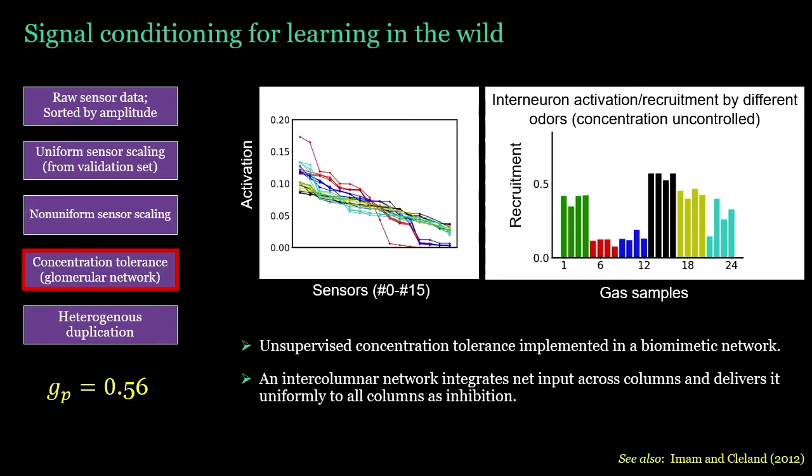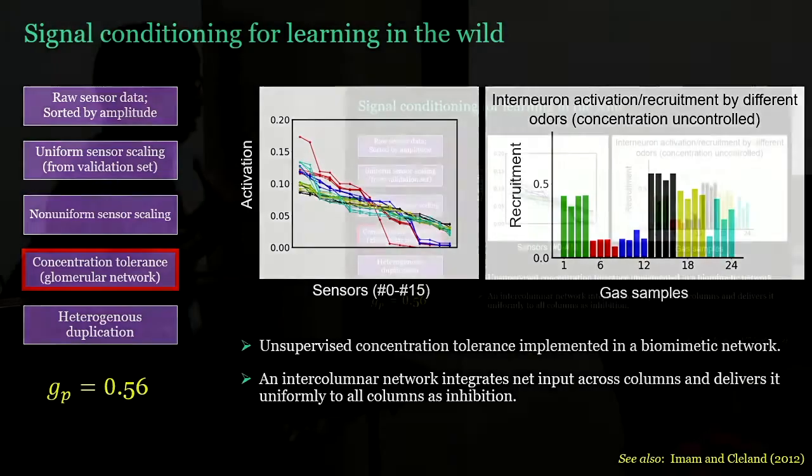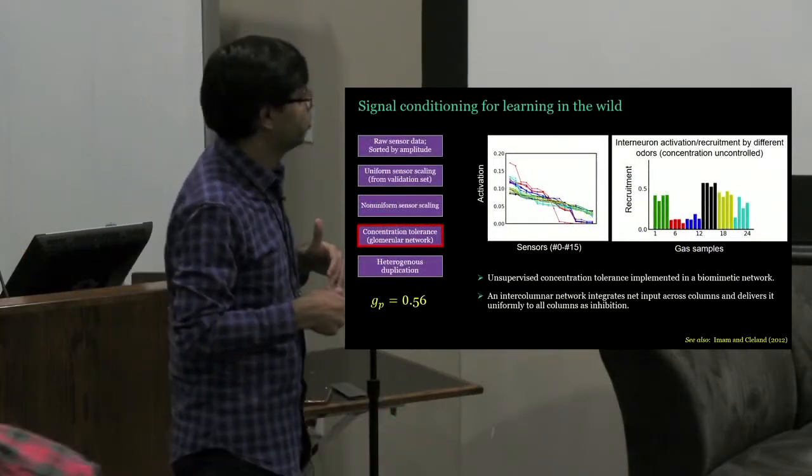And that's because of the area under the curve. Forget about the individual sensor responses. If you think of it as a curve, the area under the curve is approximately constant for each of these sensor responses. And here, the goodness of preprocessing is a bit better, but not the best. It is 0.56.